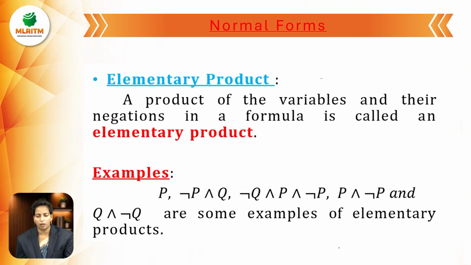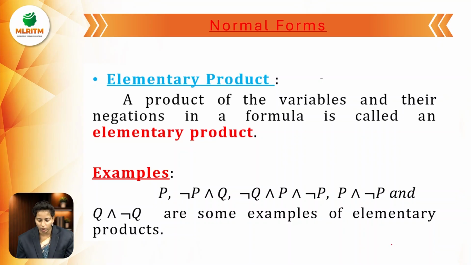Next, normal forms. There are 4 types of normal forms used in discrete mathematics. First one is conjunctive normal form, second one is disjunctive normal form, third one is principal conjunctive normal form, fourth one is principal disjunctive normal form. Totally 4 types: CNF, DNF, PCNF, PDNF, right? Before discussing normal forms, what is elementary product, what is elementary sum? These are the basics of normal forms.